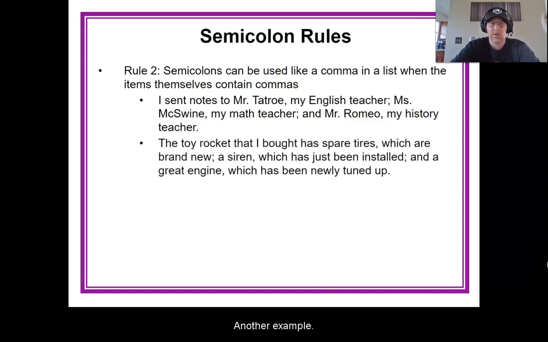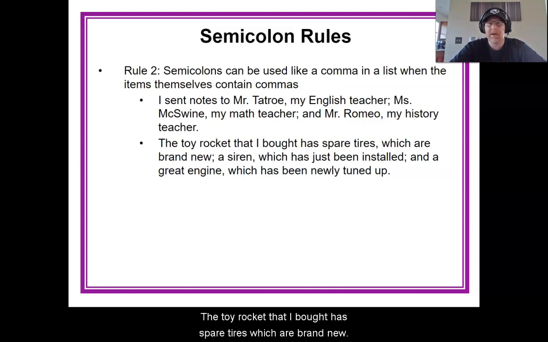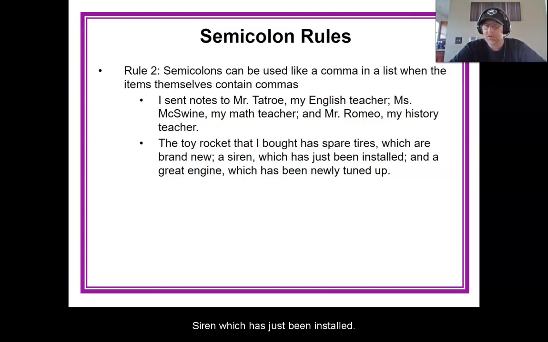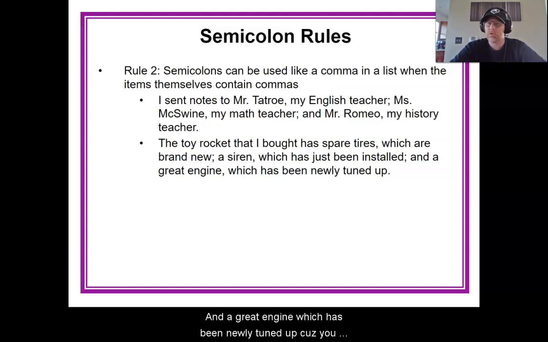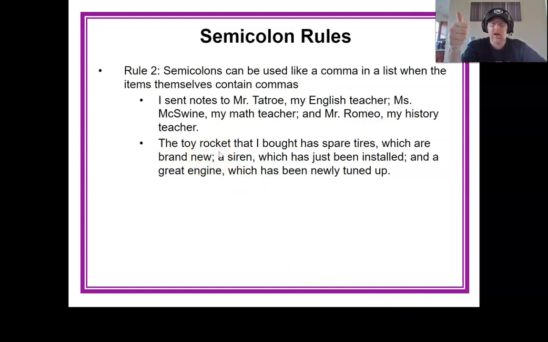Let's look at another example. The toy rocket that I bought has spare tires, which are brand new; a siren, which has just been installed; and a great engine, which has been newly tuned up. Okay, so you have, again, non-essential clauses to go along with this list, and because you're using commas to separate those non-essential clauses, you have so many commas that you don't want to use the comma to separate the list. So again, in this case, we are separating the listed items: a spare tire that's brand new, a siren that's been installed, and a great engine, which has been newly tuned up.